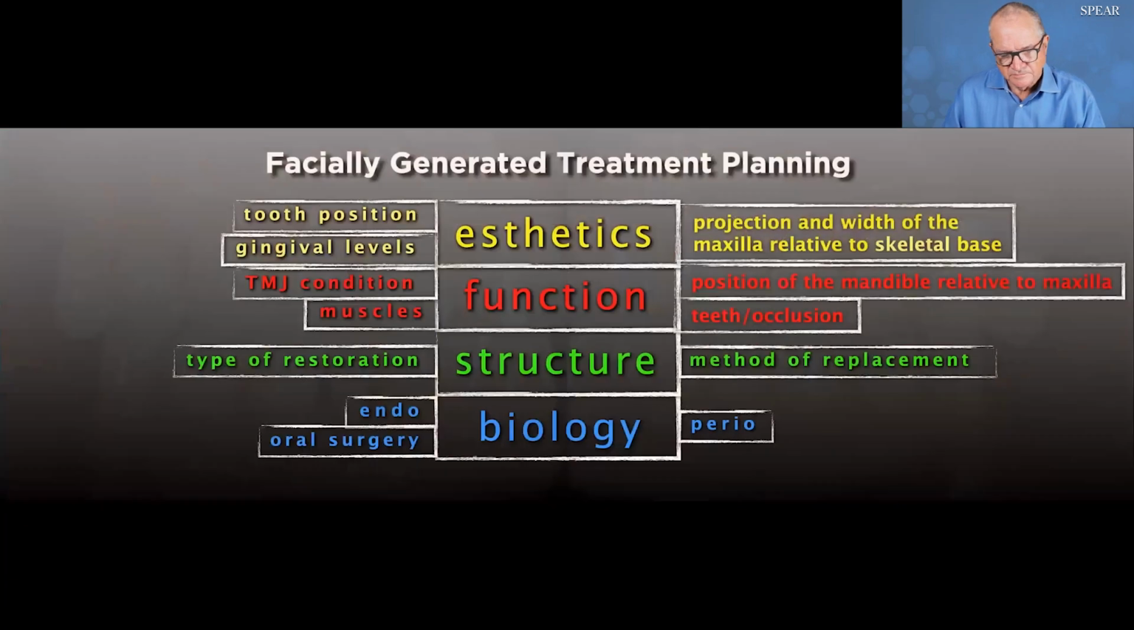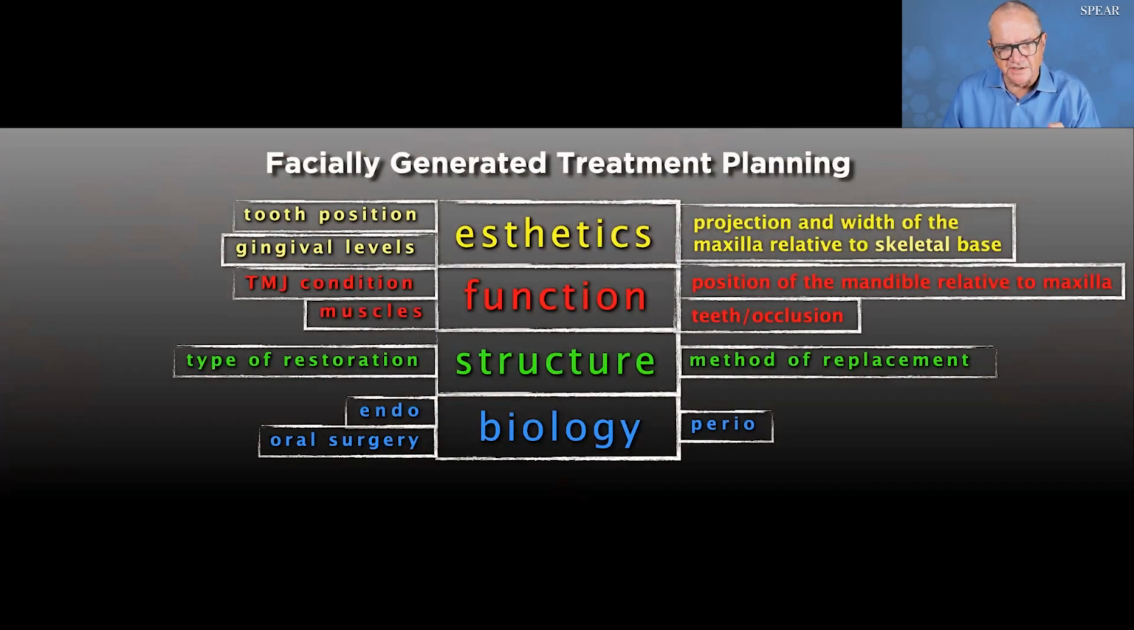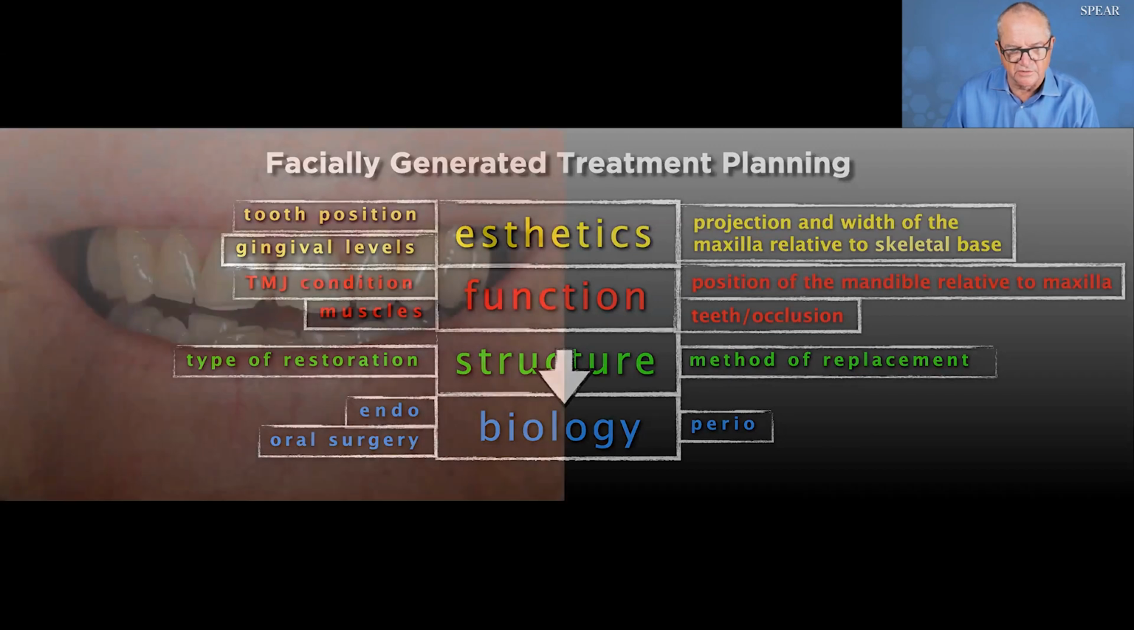And so we're going to talk about the facially generated treatment planning system in detail, but effectively it's learning where to position the maxillary teeth, tissue, and papilla, that's aesthetics. Then learning how to alter the mandibular teeth so they function correctly against the maxillary teeth. And then learning how and which teeth you want to restore or replace. And then thinking about, do any teeth need perio, endo, oral surgery, et cetera.